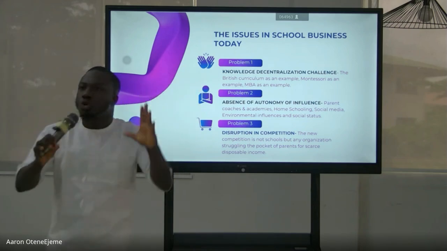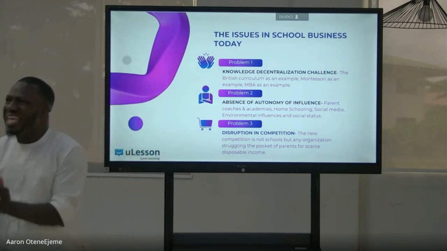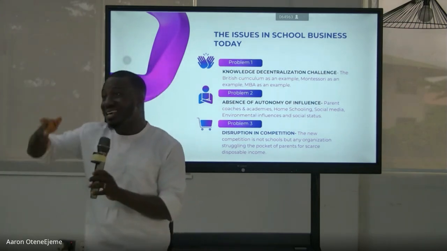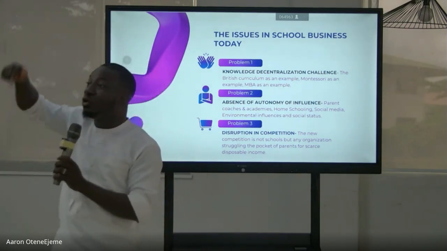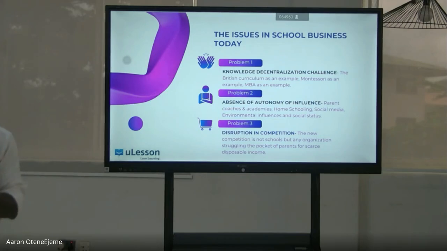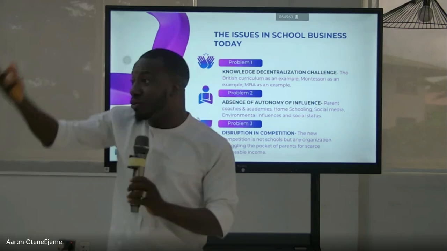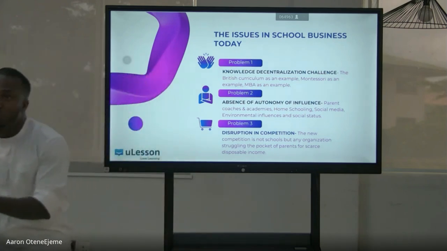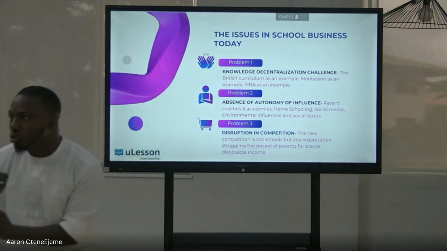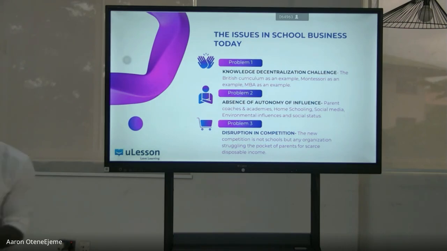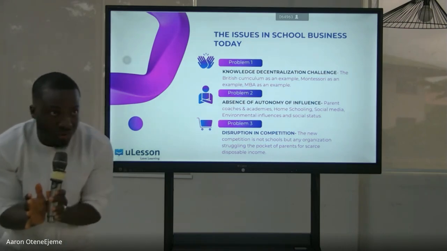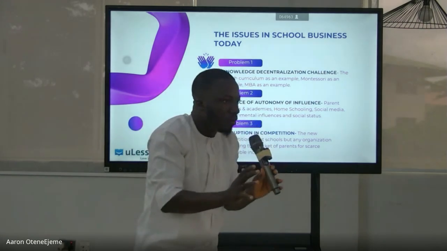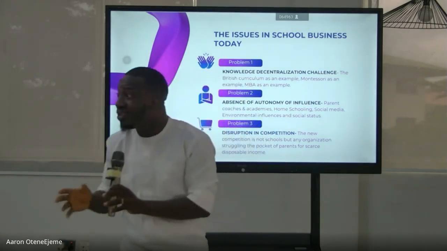Problem number two, schools no longer have autonomy over influencing parents. In the last 8 months, the number of parenting coaches I've seen, my God. We have parent coaches with 80,000 parents, 50,000 parents, 9,000 parents. So before now, if you want to have access to parents, you either go to church. Are you with me? Or you go to associations or meetings. Do you get what I'm saying? Or you go to schools. But today it's not like that.